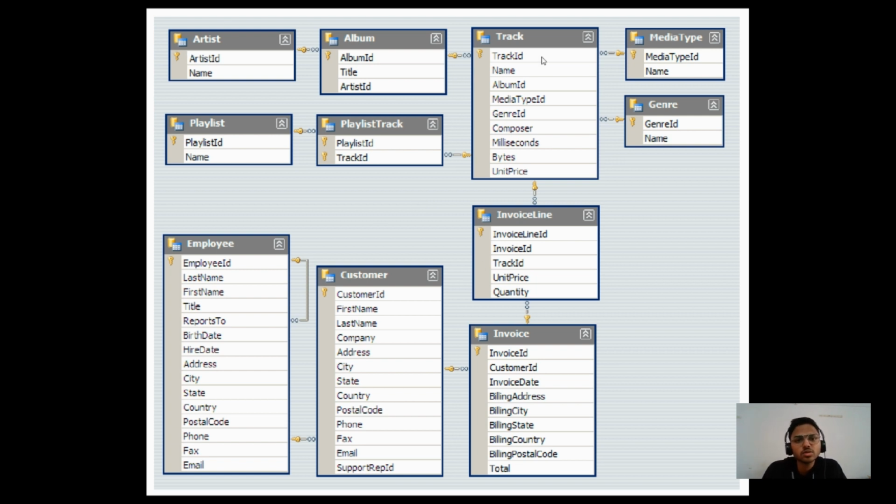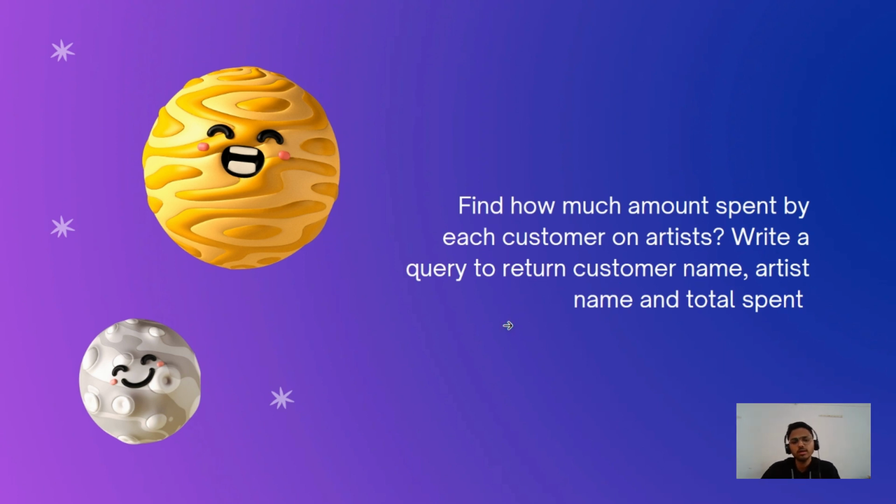In order to join, we just need to find an attribute which is common in both the tables and we can easily join them. So this is the question. Now let's move on to the next question.